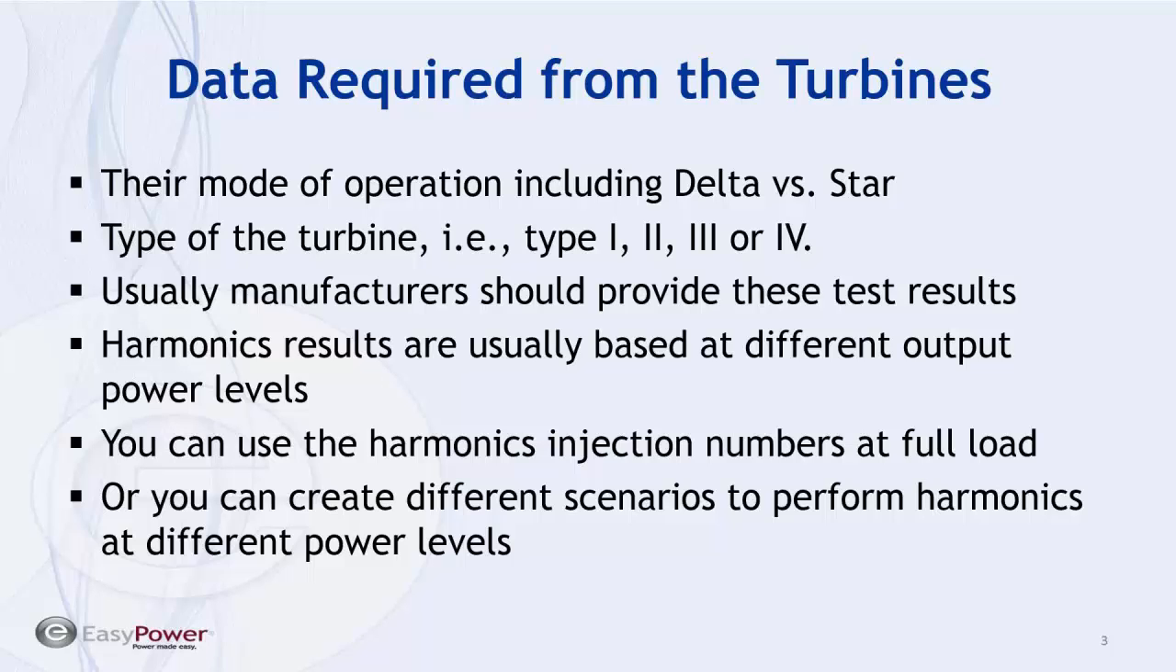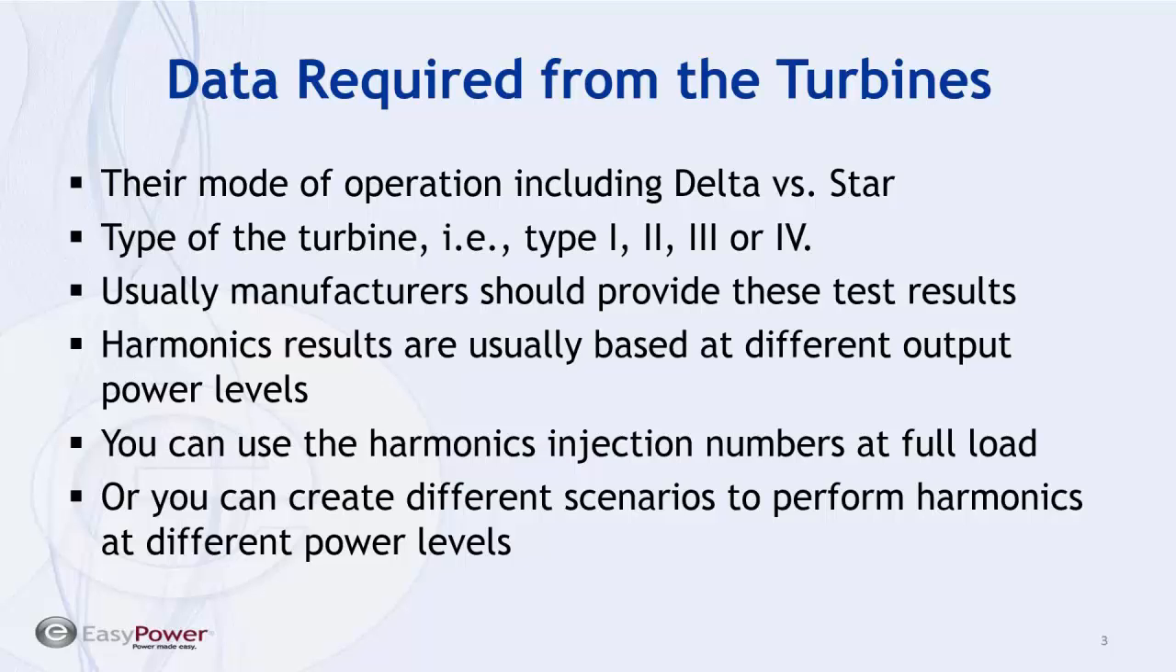And you need to know the type of turbine, in terms of being type 1, type 2, type 3, or type 4. Type 1 is just a simple induction generator, with almost no power electronics. Type 2 is a wound rotor induction generator with some power electronics. Type 3 is a DFIG, or doubly fed induction generator. Type 4 is an induction or a synchronous generator plus a full scale converter. Usually manufacturers should provide these test results.